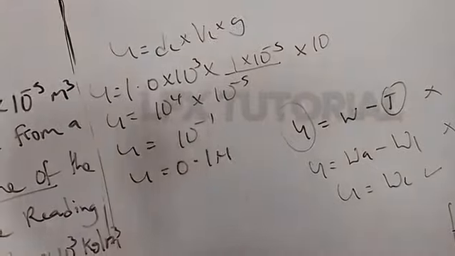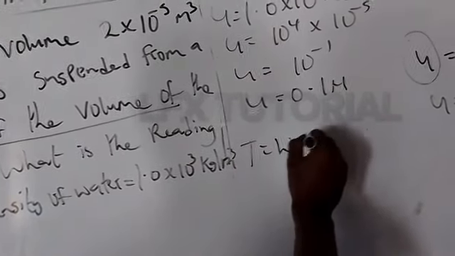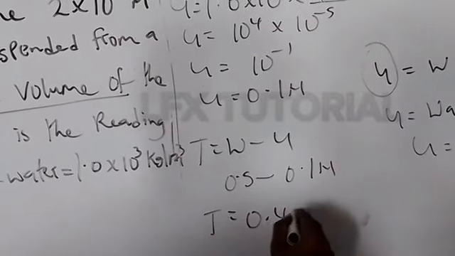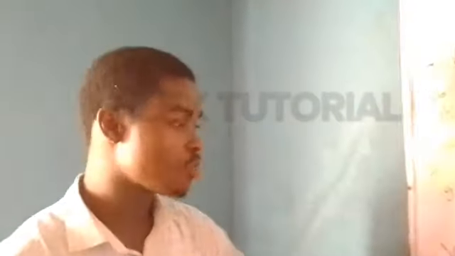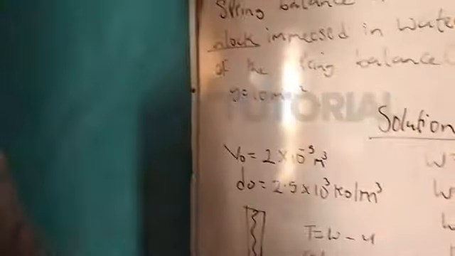Then my upthrust is equal to 0.1 Newton. So since we know our weight to be 0.5 Newton and our upthrust to be 0.1 Newton, then tension is equal to weight minus upthrust. That is 0.5 Newton minus 0.1 Newton, and then our tension is equal to 0.4 Newton. That means by the time we lower this body so that it is half inside this water, the spring balance is going to record a value equal to the tension on this rope, and the value is 0.4 Newton.